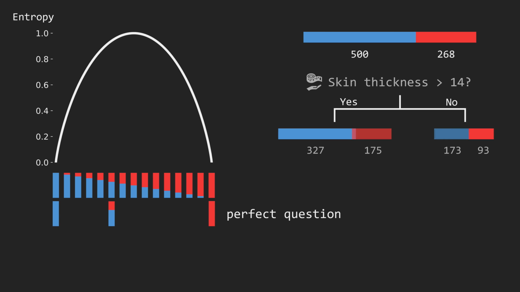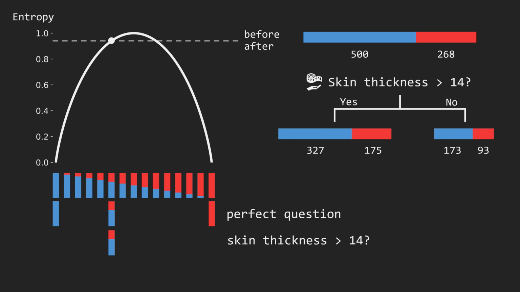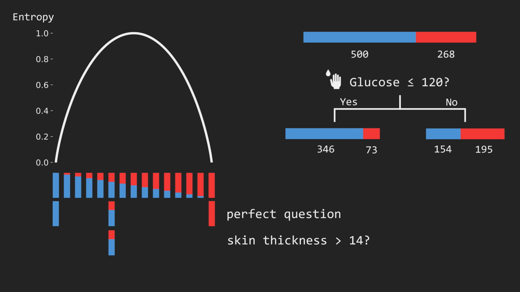How about the skin thickness question? We start as before, but the proportions after the split look exactly the same as the original dataset before the split. So we end up in the same place. Entropy before and after is the same, so there is no drop in entropy. Let's check the second question. We made progress. We pushed the two new strips a little outward.